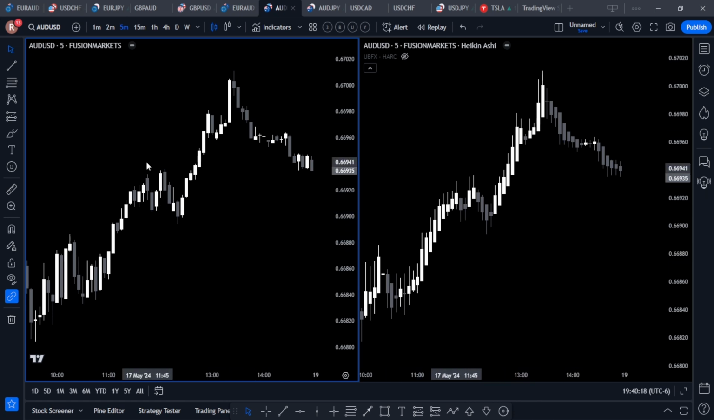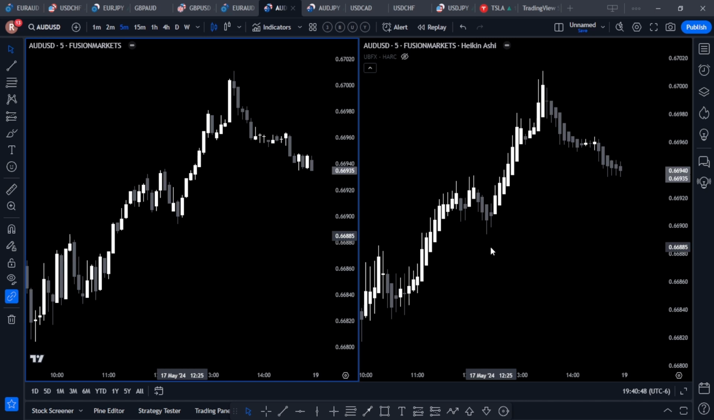With an open, high, low, close, we see all the information of that candlestick printed properly and accurately within that candle. So if we're looking at any candle in here, we know exactly where that candle opened, where the high was, where the low was, and where the close of that candle was. With a Heikin Ashi candle, it's not quite the same. We're not going to get that same information.